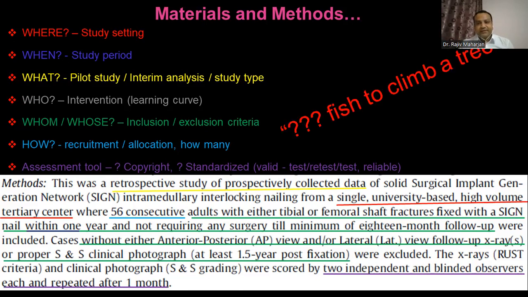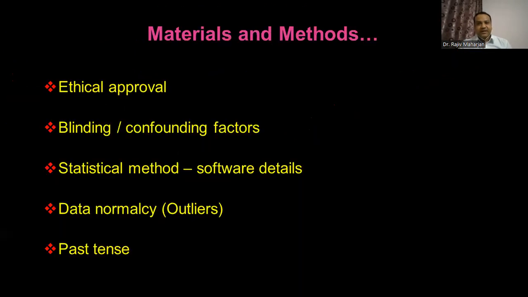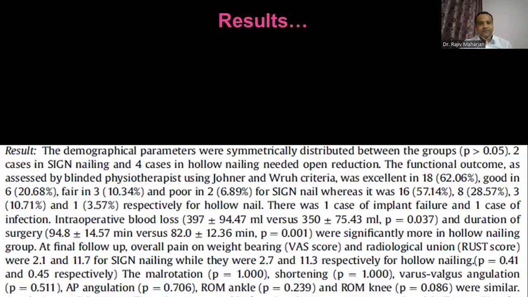You should not assess a fish by its ability to climb a tree. In the methods, you must mention whether the study had local, national or international approval, what statistical methods have been used, and if there were some outliers, what you have done for controlling those outliers.